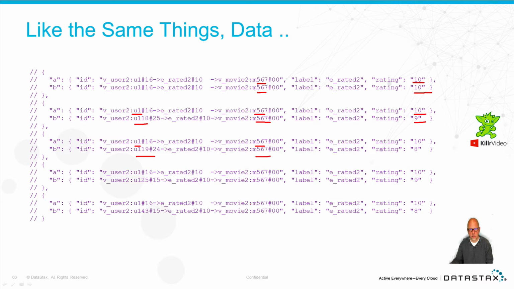It's always going to be the same. Because I limited 5, you only see movie 567. But in each pair, it's always going to be the same movie. I rated it a 10. User 119 rated it an 8. I rated movie 567 a 10. We're only on 567. That's why they're all 10, 10, 10, 10. User 125 rated it a 9. And then lastly, user 143 rated it an 8.